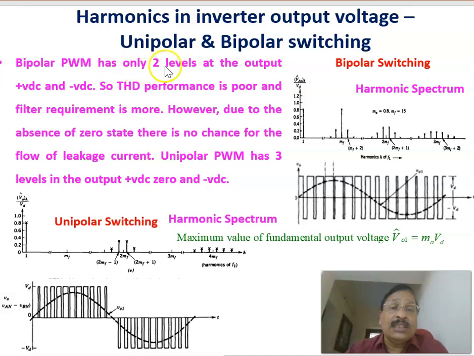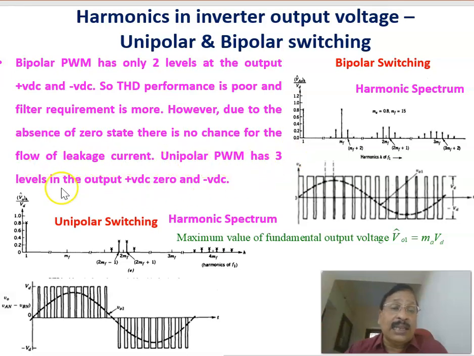Bipolar switching has two levels at the output, either plus VDC or minus VDC. So THD performance is poor compared to the unipolar. It is poor, however, due to the absence of a zero state, there is no zero state here, so there is no chance for the flow of leakage current.